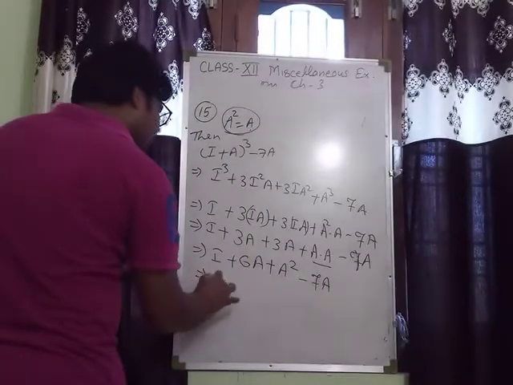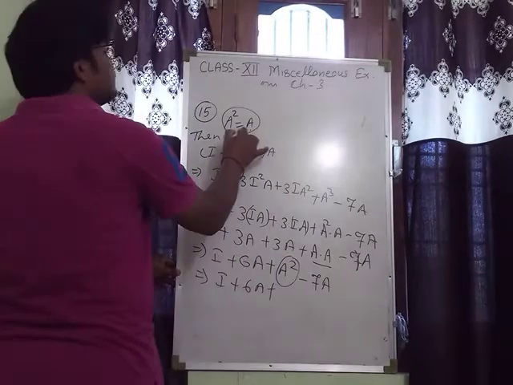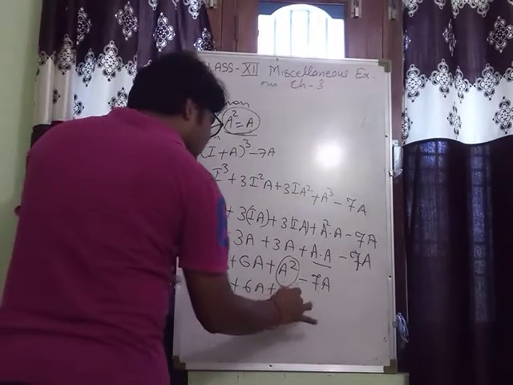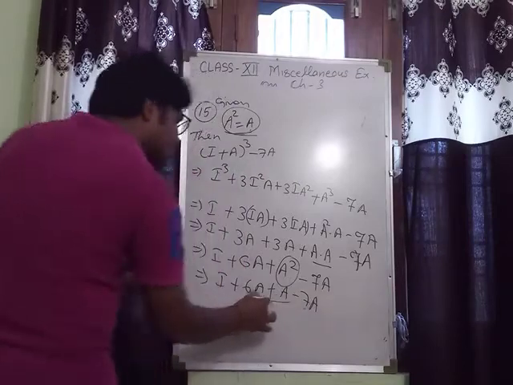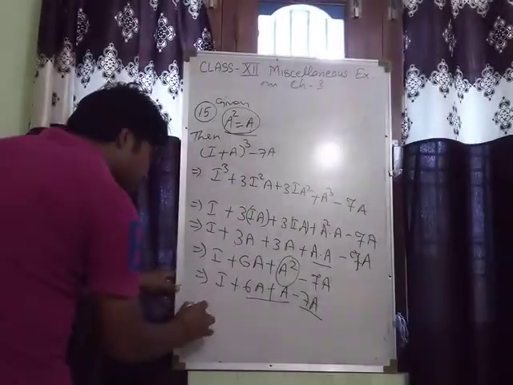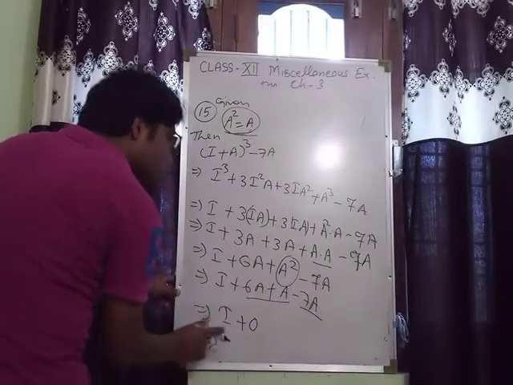Again this is I plus 6A, and A square is what? A square is A, as given, minus 7A. Clearly this is 6A plus A, 7A, minus 7A, that is null matrix. So I plus null matrix is I. So your answer will be I.